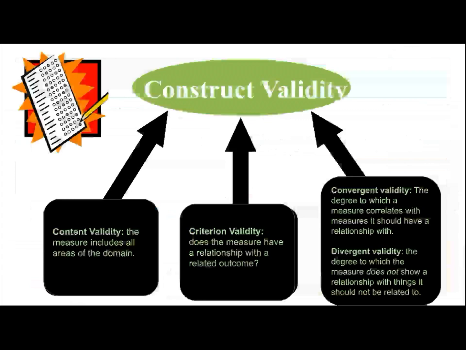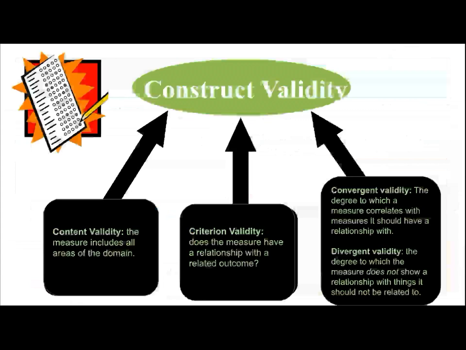Second is criterion validity. This asks, does the measure have a relationship with a related outcome? What should the SAT be related to? Maybe success in school or high grades in college. So we look and we see, do high SAT scores correlate to high grades in college? Or do high SAT scores correlate to high intelligence? We want to see if it has a relationship with an outcome, with something that comes out of it.